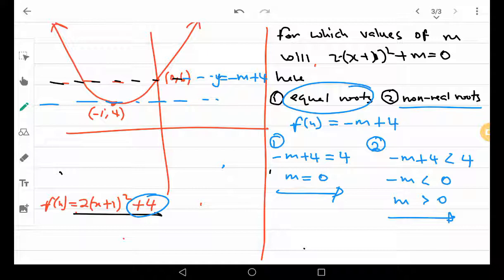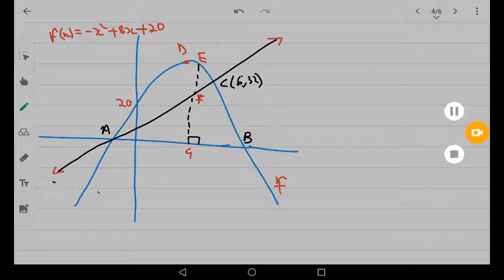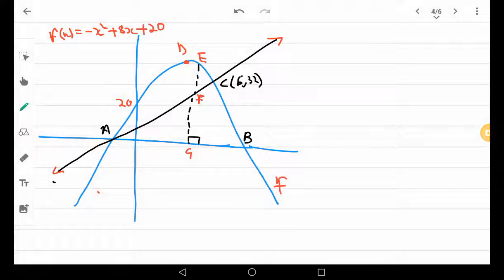That's how you discuss the nature of roots. So with this graph, the parabola sketch is defined by f of x is equal to minus x squared plus 8x plus 20, and it passes through a point which is 6 and 32. And EF is parallel to the y-axis. We are asked to determine the coordinates of A and B.